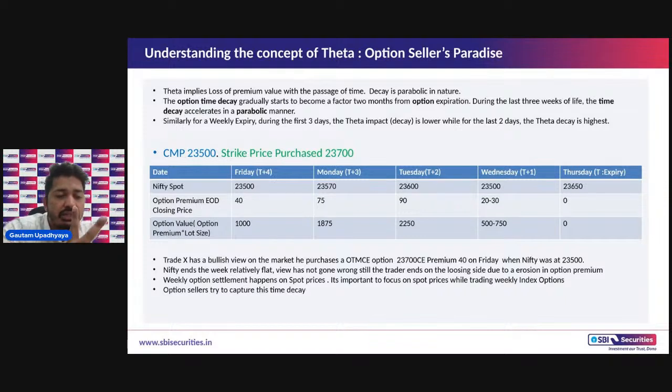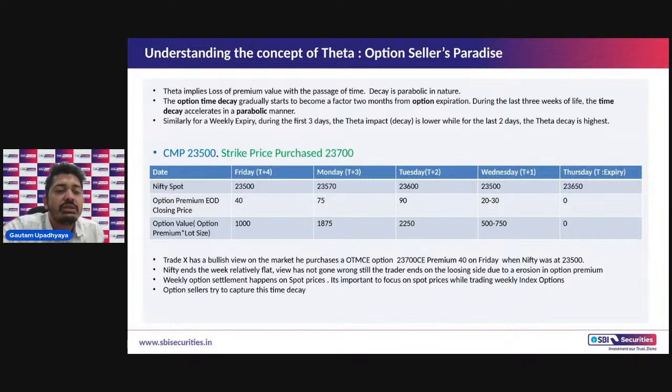So 2 days have passed. The index has moved 100 points in your favor. You are happy. Now take the scenario that in Wednesday's trading session there is a 100 point dip in Nifty. Nifty में correction आ जाता है, तो तभी ये ऑप्शन प्रीमियम 40 पे बंद नहीं देगा. ये ऑप्शन प्रीमियम लगभग 20-30 रुपए पे आएगा.